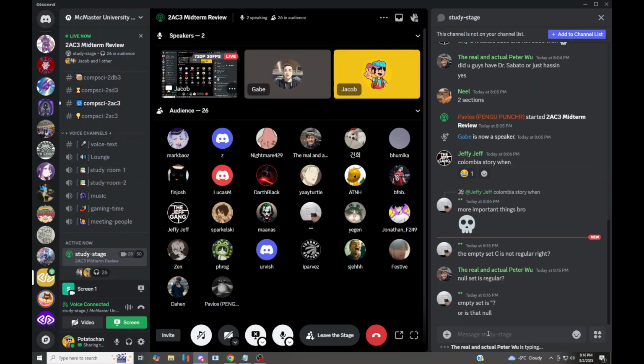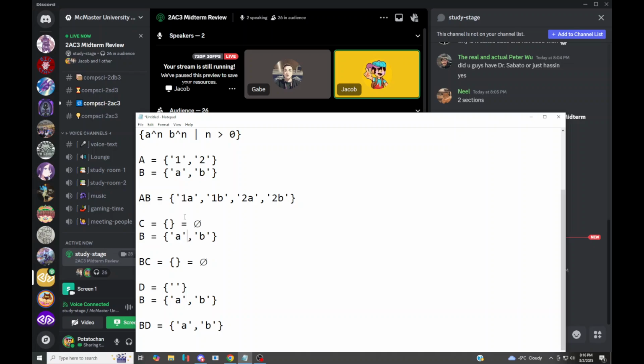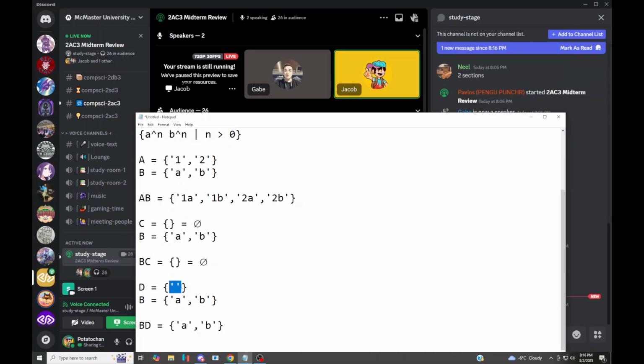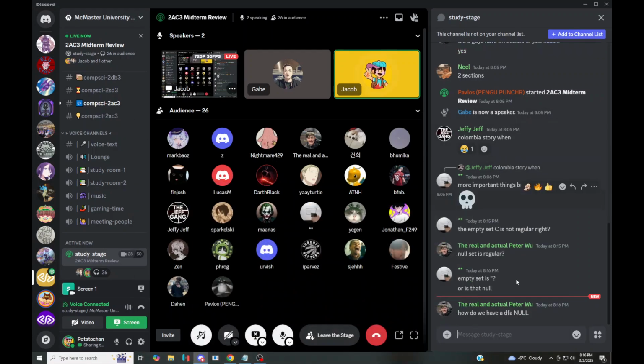Empty set or null set I consider to be the same thing. I think that terminology is correct. This is the empty set and the null set, they're the same. And then this is the set containing just epsilon. I don't have a way of writing epsilon really, but this is a set containing just the empty string. Those two are different things. For null, it's just if you have no accepted states. If there's no accepted states, then your DFA accepts no strings.